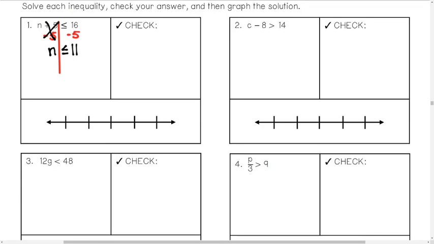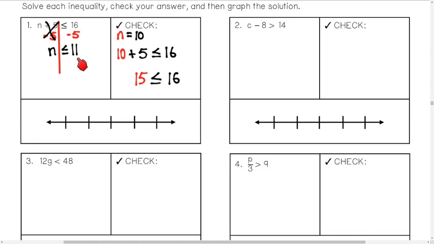So to check my work, I go ahead and pick a number that's less than 11, and I'm going to go ahead and say n equals 10. I then plug it back into my original question here. Instead of saying n plus 5 is less than or equal to 16, I change that n to a 10. 10 plus 5 is 15, and 15 is less than 16, so we did correct work over here.